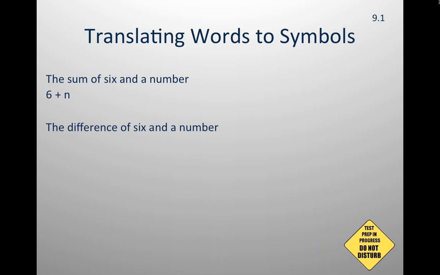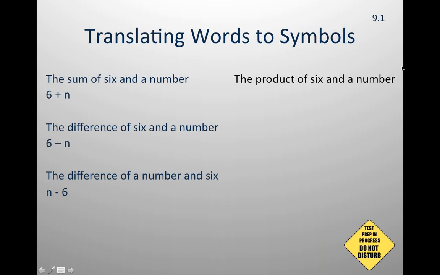Now this one we have to be careful. The difference of 6 and a number, because subtraction is not commutative. So the difference of 6 and a number has to be 6 minus n. The difference of a number and 6 is going to be n minus 6. Okay, with subtraction, the commutative property is important. Because subtraction is not commutative, order does matter in this problem.